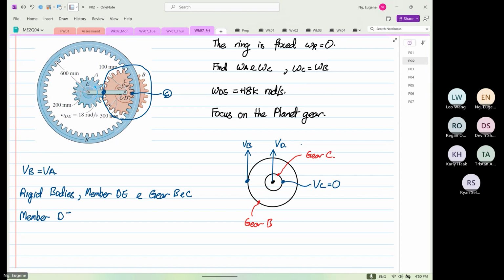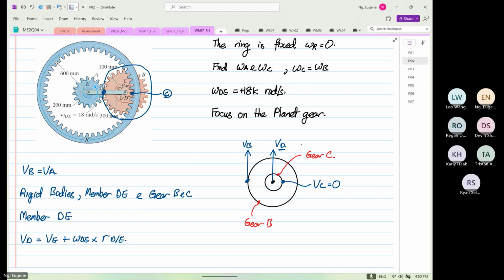On member DE, we know that VD is equal to VE plus omega DE cross R D from point E. We know VD only has one direction at this instance. Gears B and C, because they are fused together, are one gear. I mean, they are rotating at the same angular velocity. Yes, you have a question?